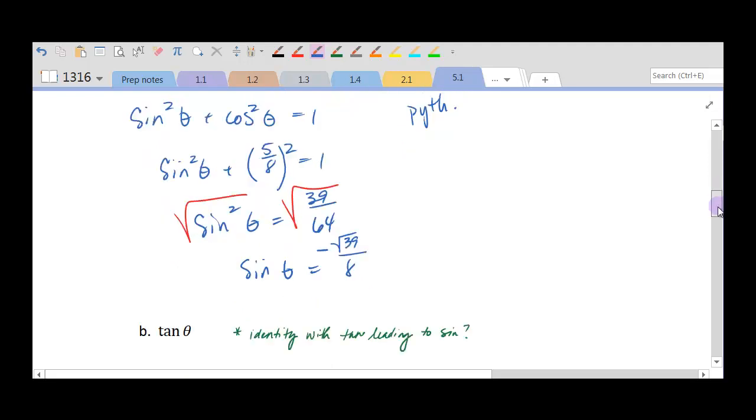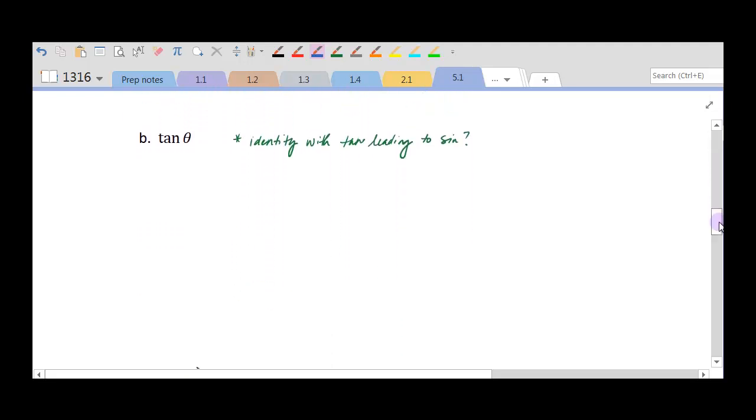Alright, let's look at the next piece of this example. Now I want to find out what tangent theta is, again only using the identities that we know so far. So is there anything that relates tangent to sine and possibly cosine? And there is. The quotient identity says tan theta is sine over cosine. I know both sine and cosine, so I can simply replace them and solve for tangent. So this is our quotient identity.